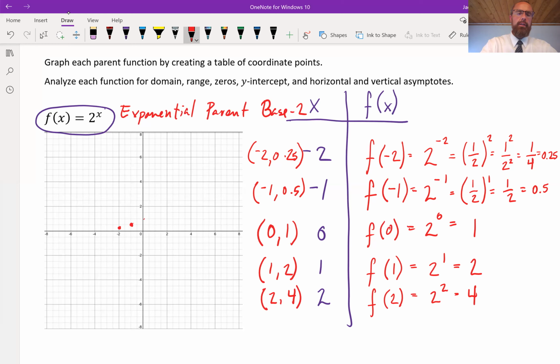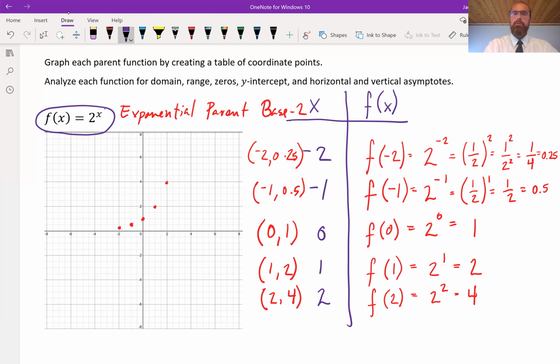0 is at 1. Now we mentioned that that was our y-intercept. So notice as I plot the point, it becomes clear that that definitely is where the graph crosses the y-axis. We have 1, 2, and 2, 4. Now there's a lot of other points on this graph. What we have placed here is just a framework. So what I need to do is fill in with the rest of the graph.